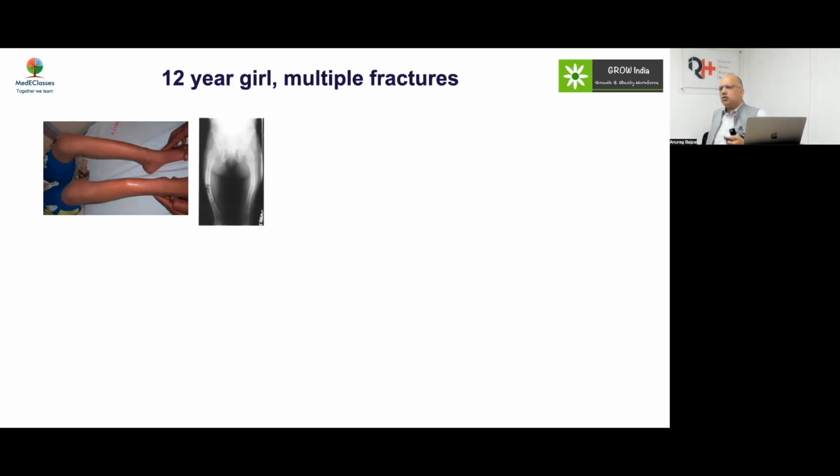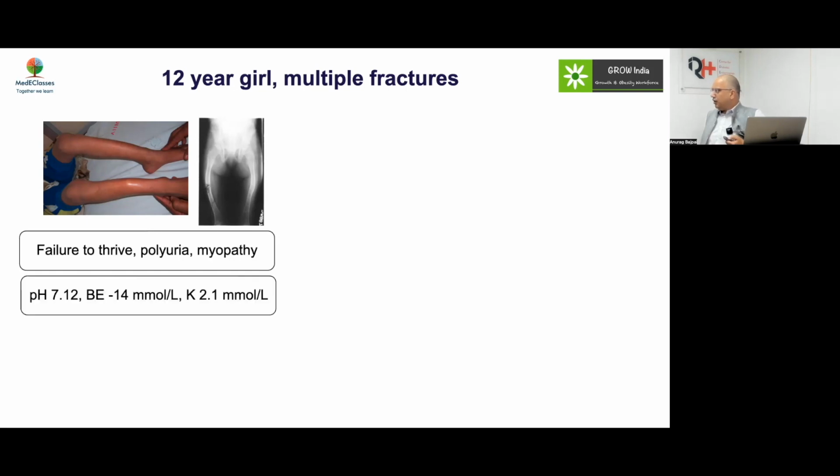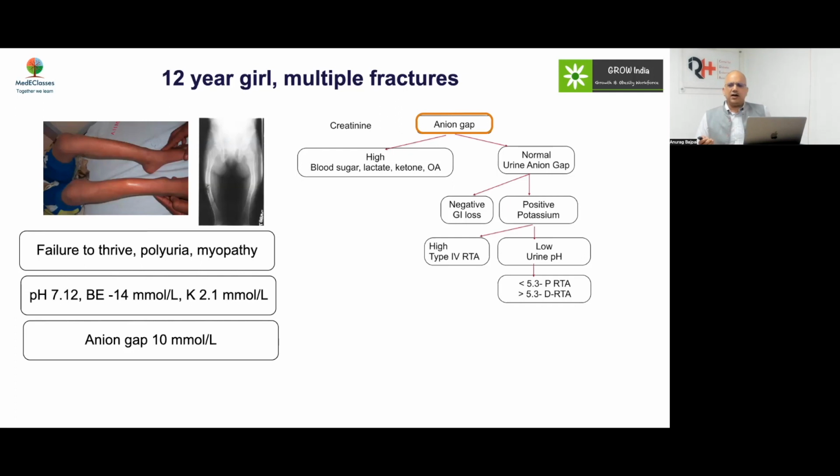Second, again a similar scenario was this 12-year-old girl who had significant multiple fractures, failure to thrive, polyuria and myopathy. There was hypokalemia. Now, if you have hypokalemia and acidosis and rickets, I think the diagnosis of RTA is pretty clear. If I were asked about this case, who presents with fracture at a later age, this is most likely distal RTA, because that is a much more severe form and often presents late. Here again, there was a normal anion gap metabolic acidosis and a positive urinary anion gap, which really excluded a gastrointestinal loss.